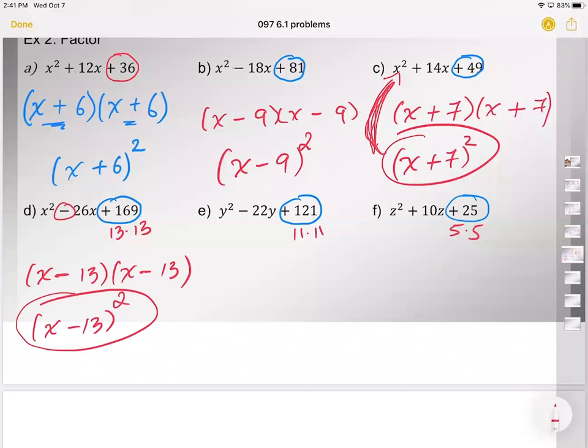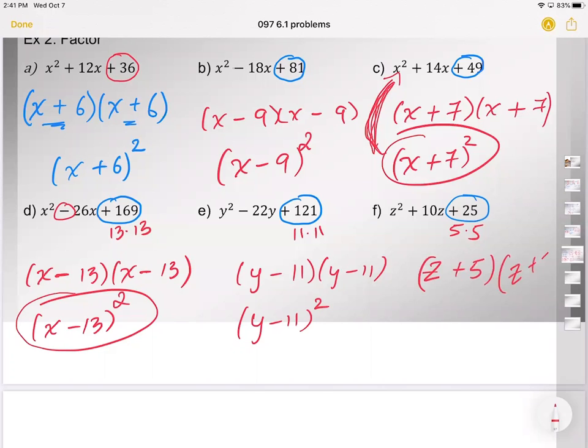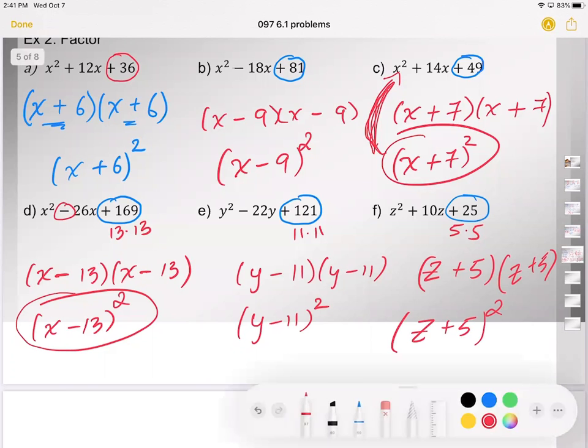Okay. And again, this item here, you will see y minus 11, y minus 11, and again, y minus 11 squared. And lastly, z plus 5, z plus 5. And again, we have z plus 5 squared. Any questions with this special product here?